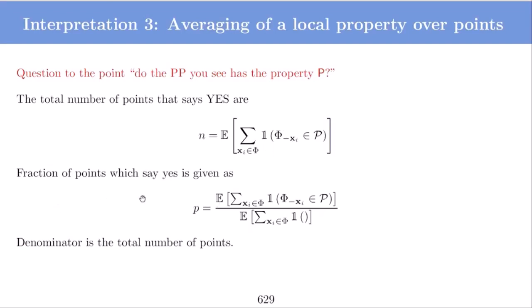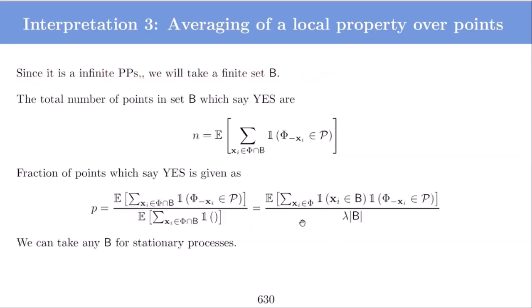So the fraction of points which say yes is given as this value divided by the total number of points, right? Which will be the summation over xi of the indicators. So for every point in phi, I add 1. So this will give you the total number of points. Okay.